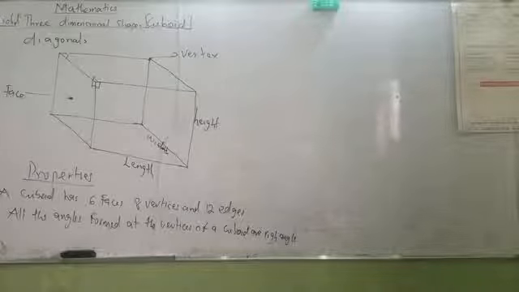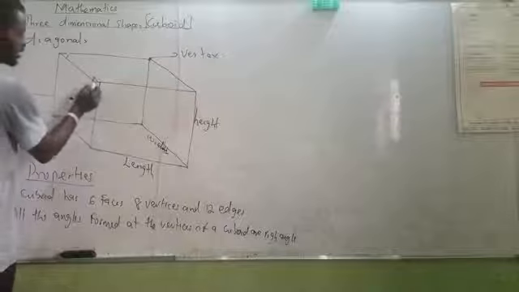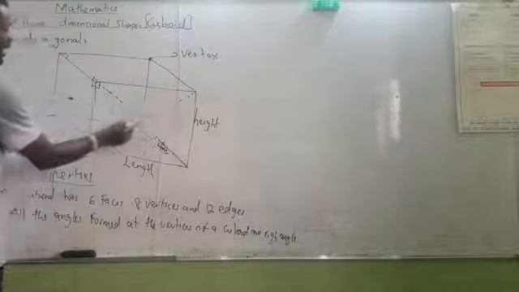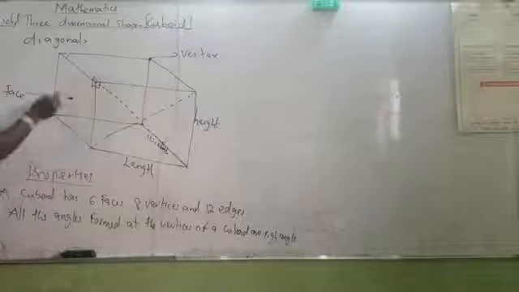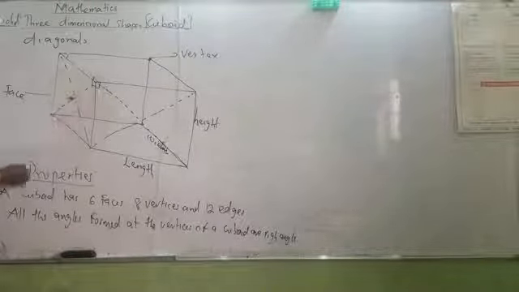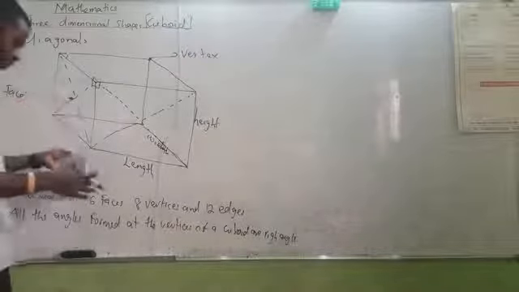We can generate two diagonals from each face. First diagonal, second diagonal. That is what I mean. And can you see? First diagonal, second diagonal. Now, and so on and so forth.